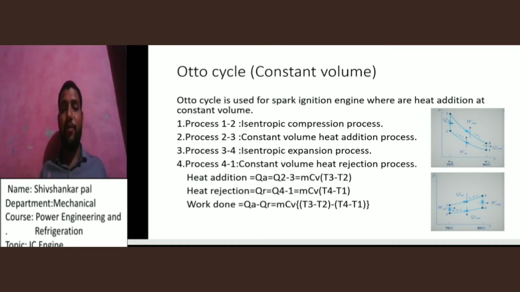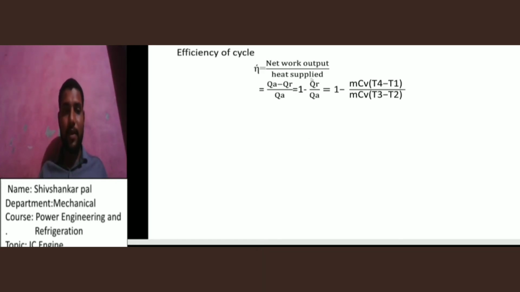Efficiency means output upon input. The output here is the work and the input is the heat addition. Efficiency of the cycle is net work output upon heat supplied: (QA minus QR), the work done, divided by QA, the heat addition. You can write it as 1 minus QR upon QA, equal to 1 minus m CV (T4 minus T1) upon m CV (T3 minus T2). Here T4 minus T1 and T3 minus T2 appear.